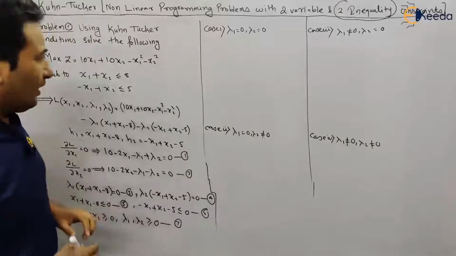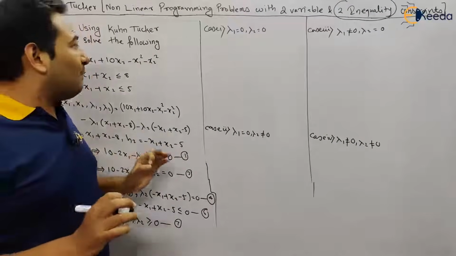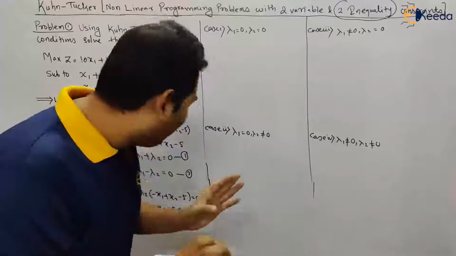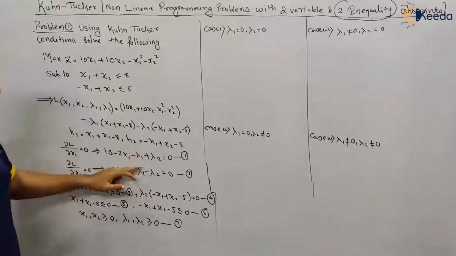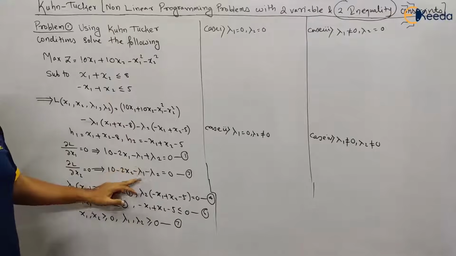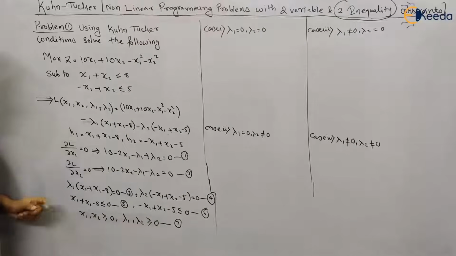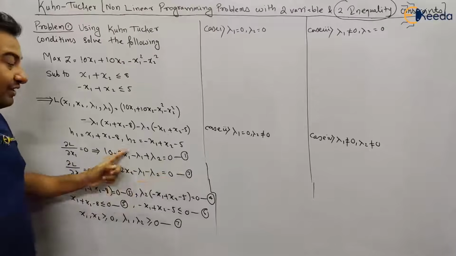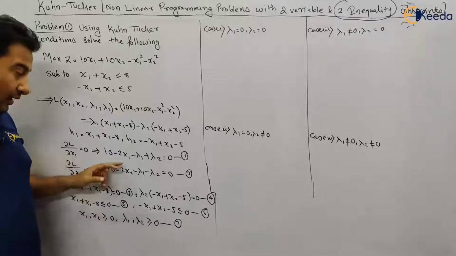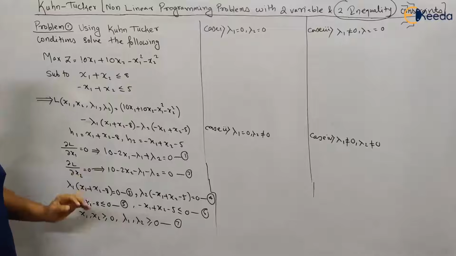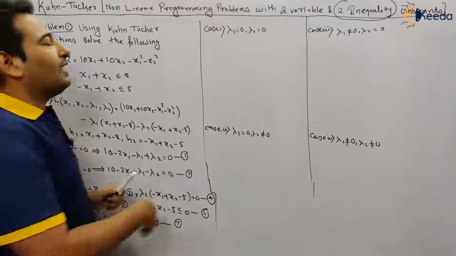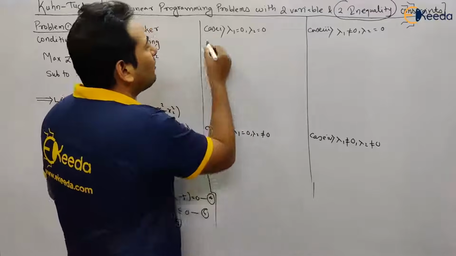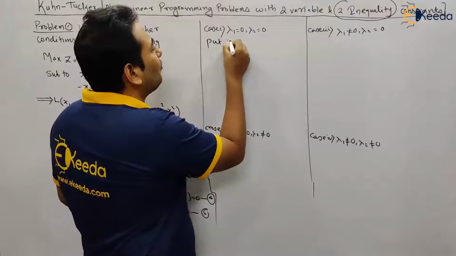See here, what is my aim? My aim is to get the value of x1 and x2, that's it. If you observe these 2 equations, 1 and 2, we cannot solve them as they are. Why? Because there are 2 equations and 4 unknowns. What are the 4 unknowns? x1, x2, lambda 1, lambda 2. Therefore, if lambda 1 equal to 0, lambda 2 equal to 0, I'm going to put in 1 and 2.